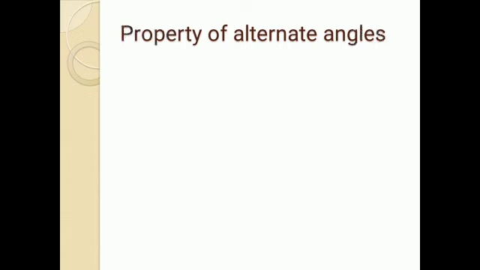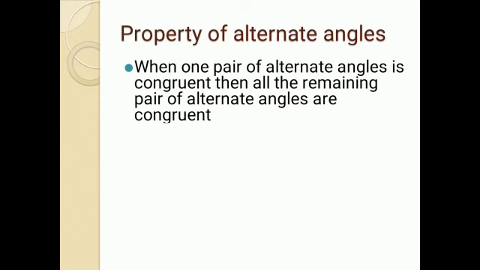Property of alternate angles. When one pair of alternate angles is congruent, then all the remaining pairs of alternate angles are congruent. I hope, students, you have understood the concept of parallel lines and the properties of angles formed by the transversal on the parallel lines.